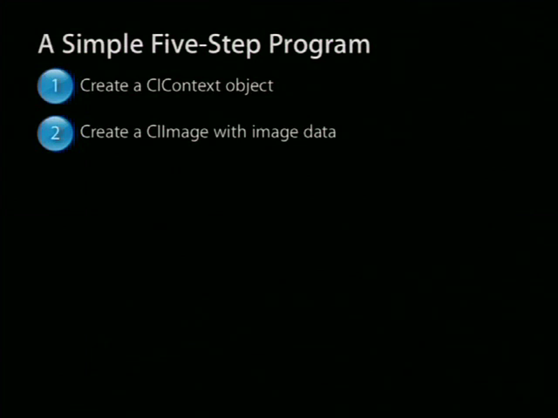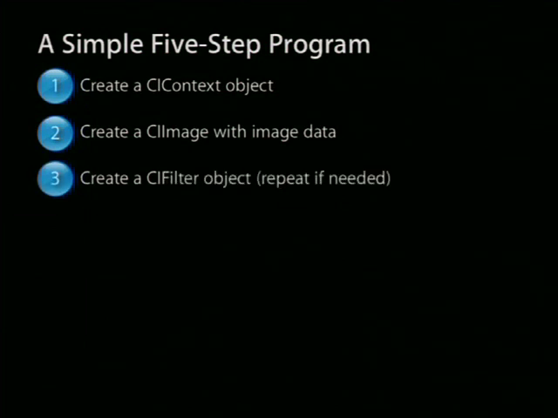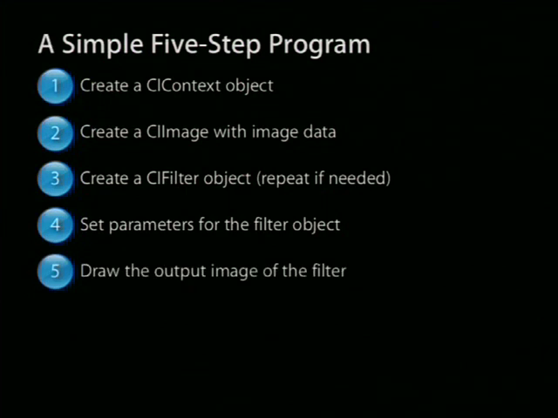OK, so we start with the context. Then we have an image, from some image data from a file or data in memory. Next, we create a filter object. And if you need more than one filter, you just repeat that. The next step is to set the parameters on the filter, so now you set your radius and your intensity and stuff like this. And last step, but not least, if the clicker works, there we go, we draw the whole output into the context. That's it. That's all you need to do to draw with Core Image.